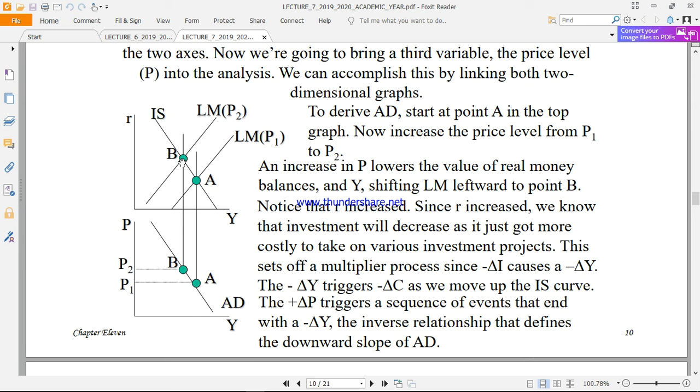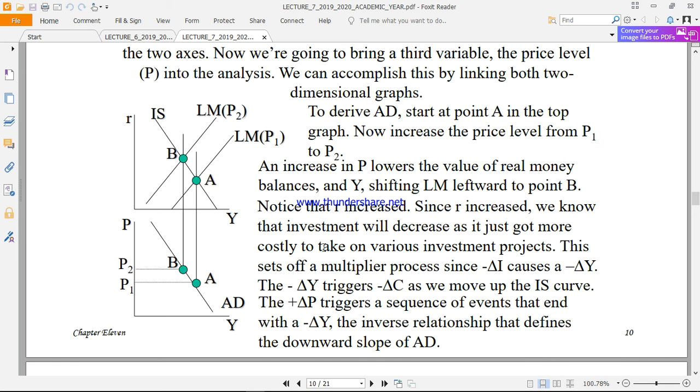Now that the purchasing power has reduced, the value of money has increased. Okay? The value of money has increased. And what is the value of money in this case? That is being depicted by the rate of interest. So now because your purchasing power has reduced, the rate of interest is going to increase. Since the rate of interest has increased, we know that investment is going to decrease as it just got more costly to take on various investment projects.